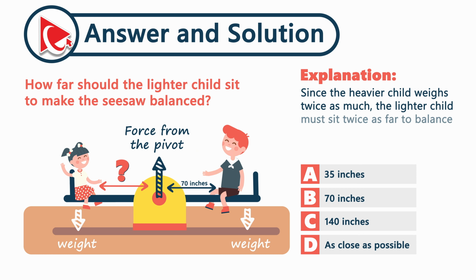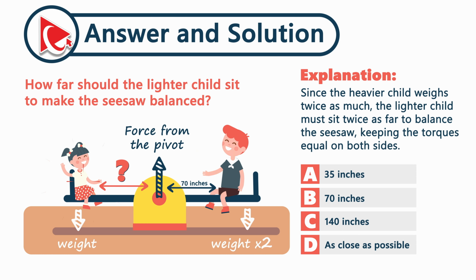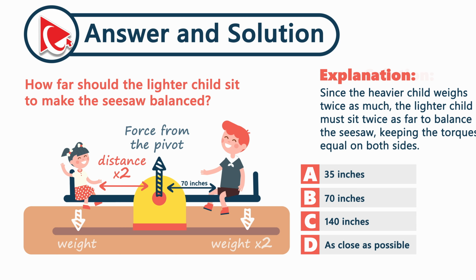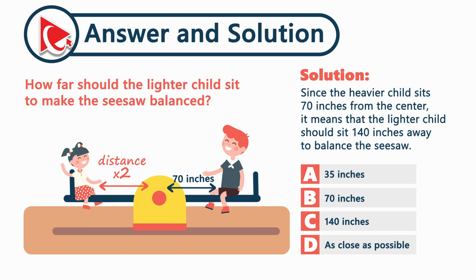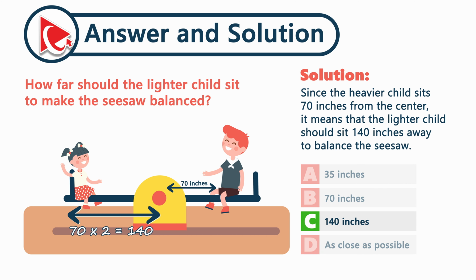Since the heavier child weighs twice as much, the lighter child must sit twice as far to balance the seesaw, keeping the torque equal on both sides. Since the heavier child sits 70 inches from the center, it means that the lighter child should sit 140 inches away to balance the seesaw, and the correct answer here is choice C, 140 inches.